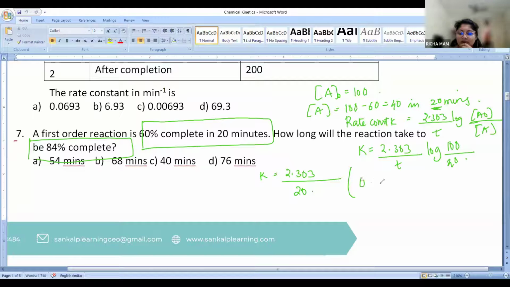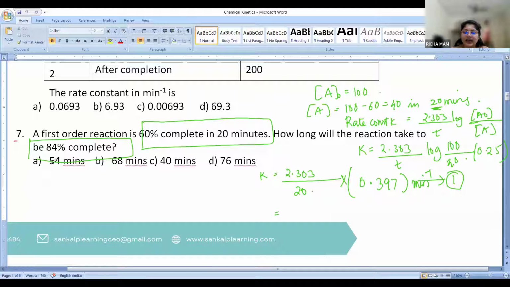0.397. So this is the first equation that we have got: log of 100 by 40, that is log of 2.5, is 0.397. So K equals 2.303 divided by 20 times 0.397 per minute. So this is the first equation.